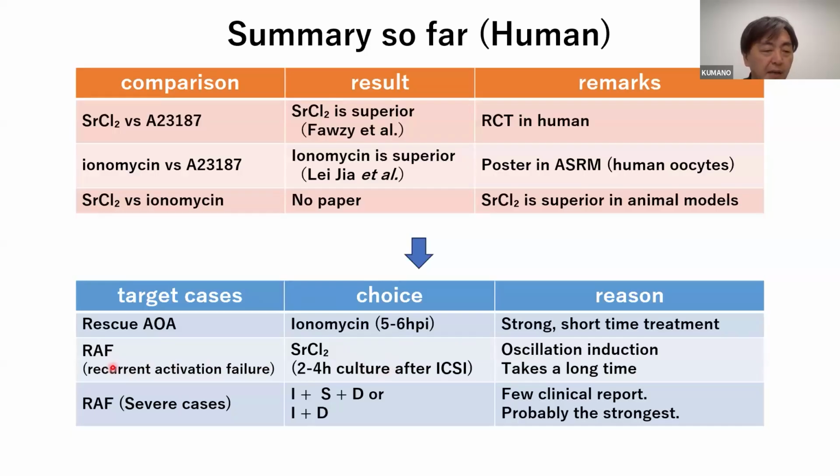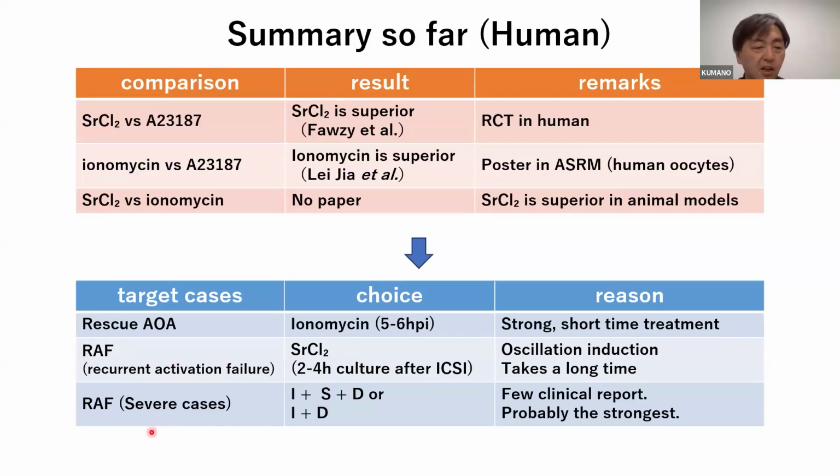And in RAF, namely recurrent activation failure cases, where in the first trial the activation rate was very low, in the second trial I think it's better to choose strontium chloride just 15 to 30 minutes after sperm injection. Then it's possible to culture the oocyte for 2 to 4 hours. It's acceptable because the treatment can be finished within our working time.